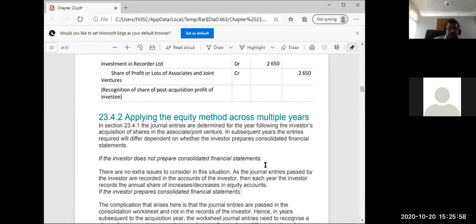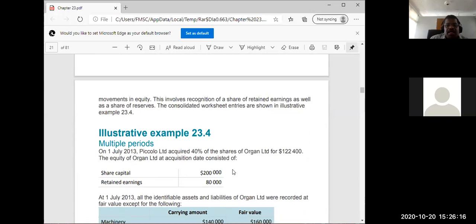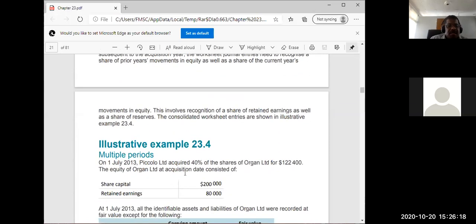Then what we'll do today is discuss applying the equity method across multiple years. Straightforward, we will go to the example so you can understand the meaning of multiple years. On 1st July 2013, Pico Limited acquired 40% of the shares of Organ Limited for 422,400, which is the purchase consideration.